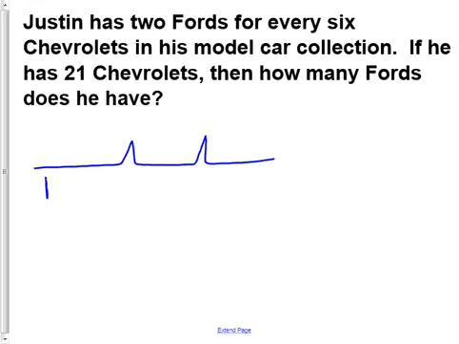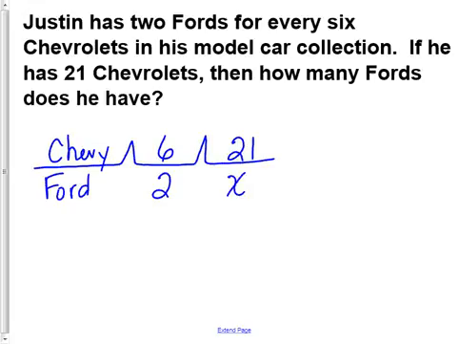I'm going to put Chevys on the top, only because I like to put the bigger number on the top. So 6 Chevys for every 2 Fords. The question part says if he has 21 Chevrolets, then how many Fords? Well, he has 21 Chevrolets, and what I want to know is how many Fords. So X goes on the bottom because it's a number of Fords.